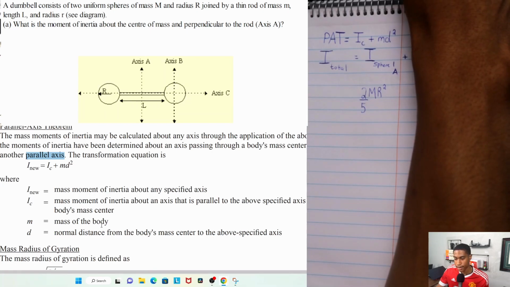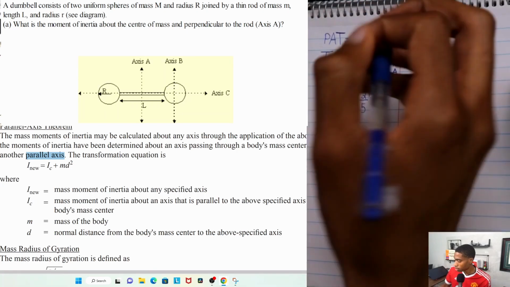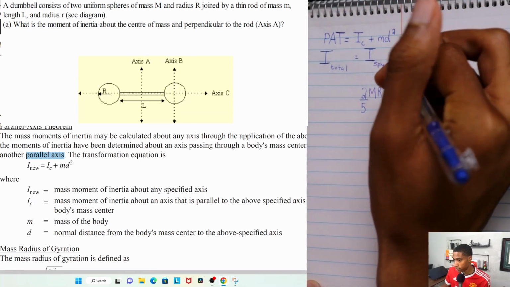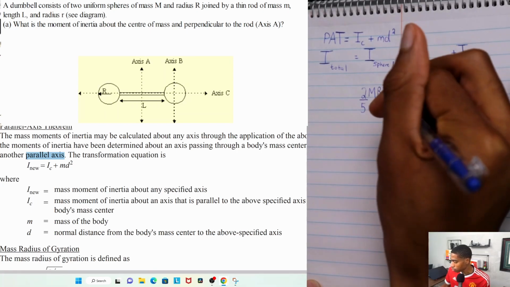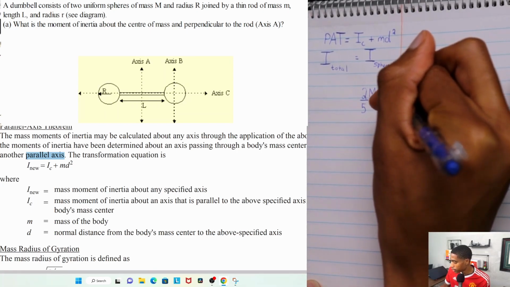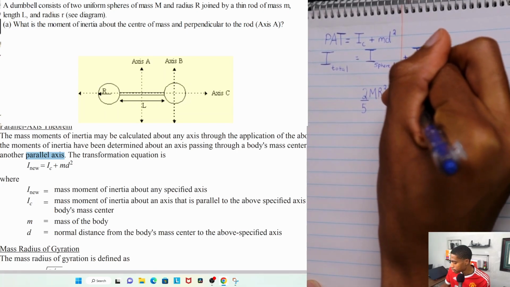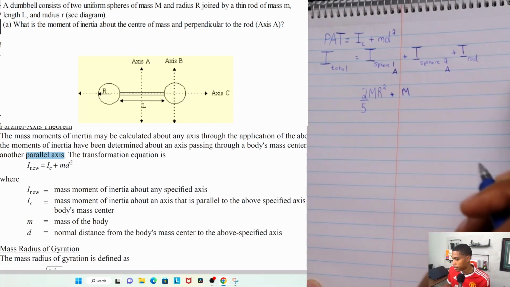So what is our m? It's the mass of the body. Okay, so just the mass of the body, which is the mass of our sphere, times d. What is d? It's the normal distance from the body's mass center to the specified axis. So it's that distance from the center of the sphere to the a-axis. So how do we get that? We know mass is just mass. I'll just put an M for that.